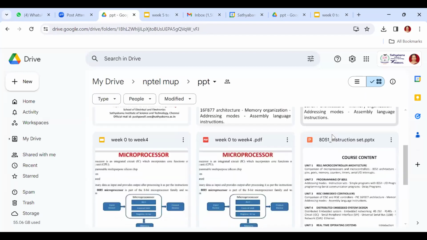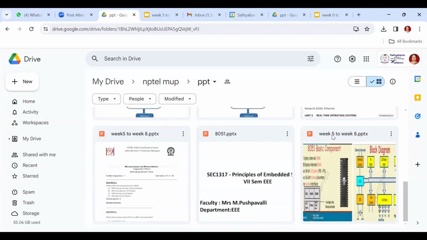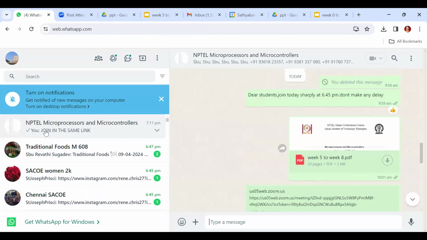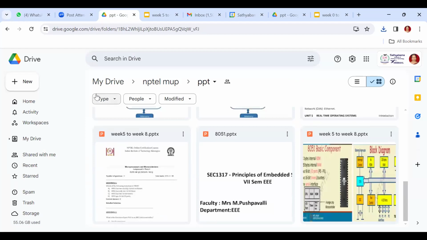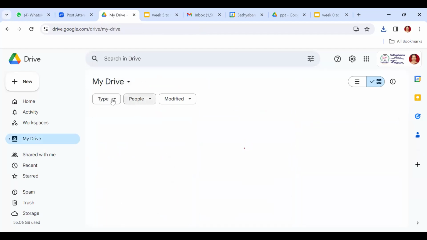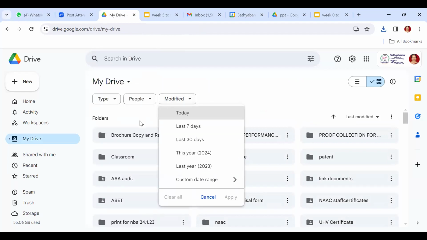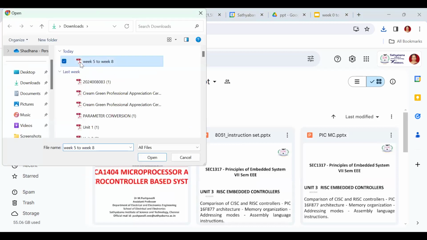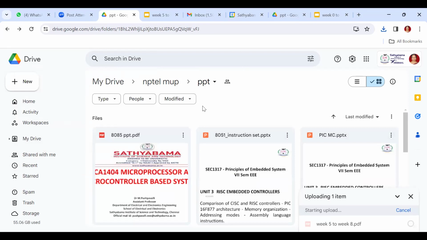Week 5 to week 8 PDF. Okay, once again. Today morning I have put it up. Actually, before the meeting, 6 people were there. Now it has become 9 people. Kindly give your feedback, then only I can understand.